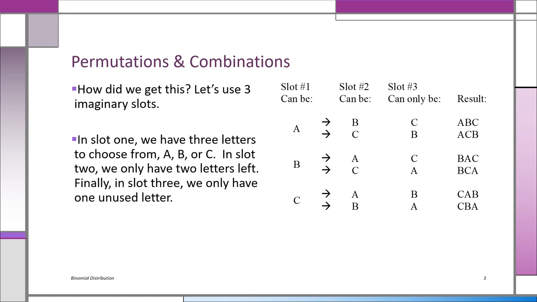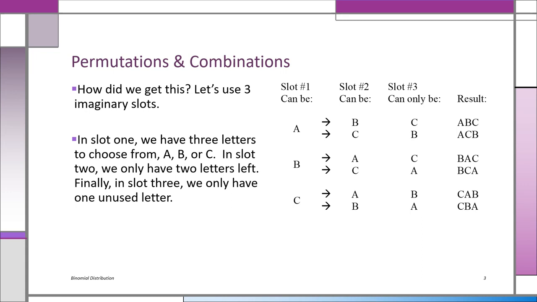Okay, so let's look at this. We have 3 letters, A, B, or C. So in the first slot, we have a choice. We can put an A, a B, or a C. Suppose in slot 1 we used an A. Now in slot 2 we have a choice of B or C. Suppose we use the B for slot 2. All that's left is C. So there's your first arrangement, A, B, C. If you started with an A and then in slot 2 you put a C, you have nothing left except for a B, which goes to slot 3, A, C, B.